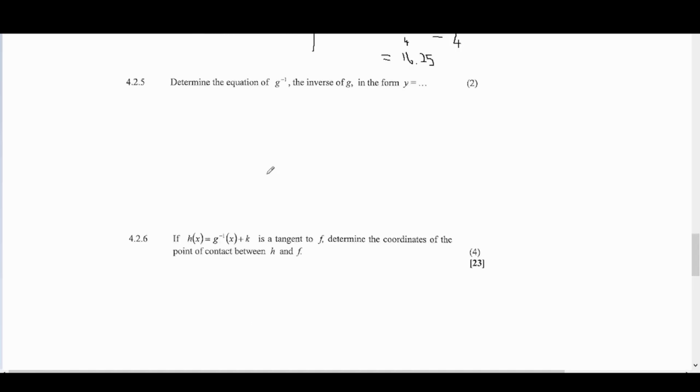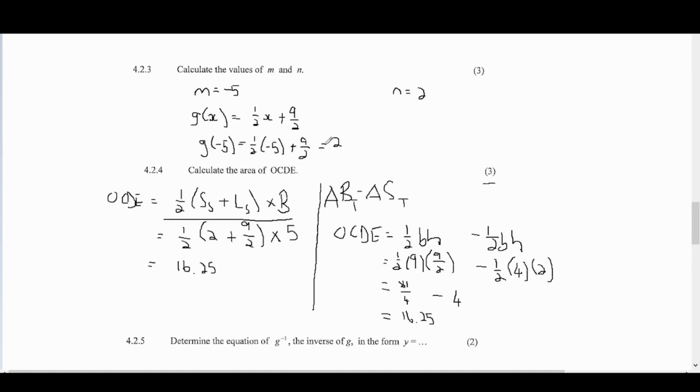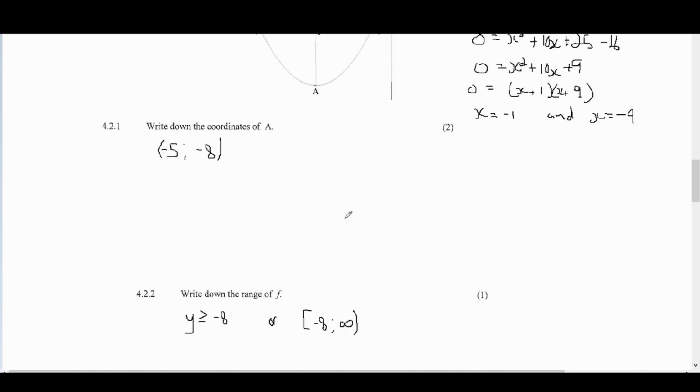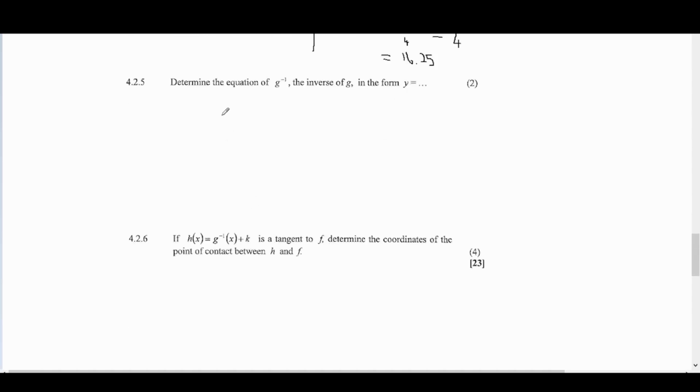Okay, 4.25. Determine the equation of g to the minus 1, that is the inverse of g, in the form y equals. Okay, so if we get our g, which is just a straight line here, g of x equals a half x plus 9 over 2.